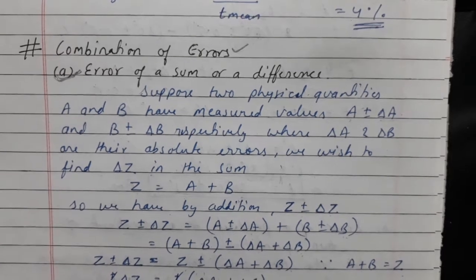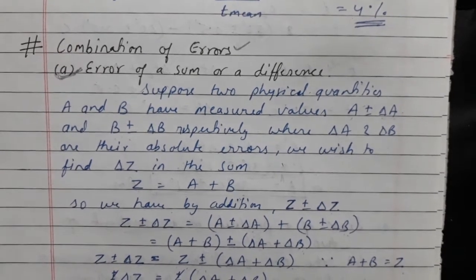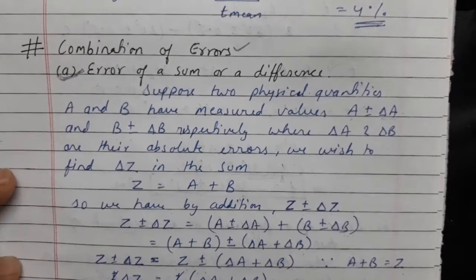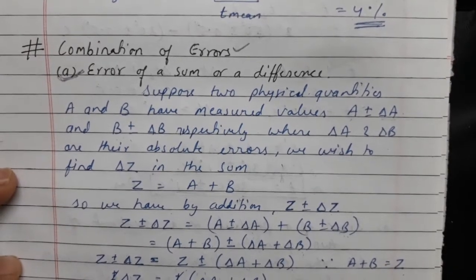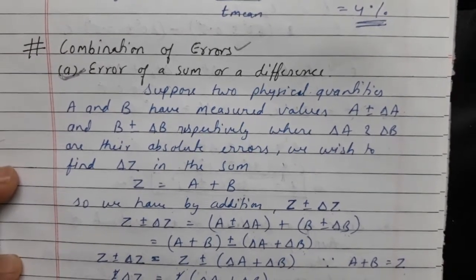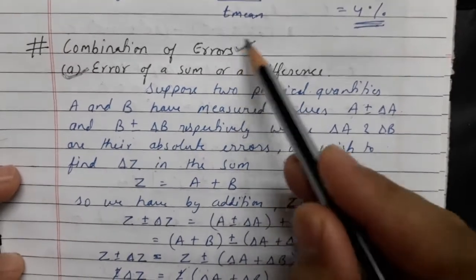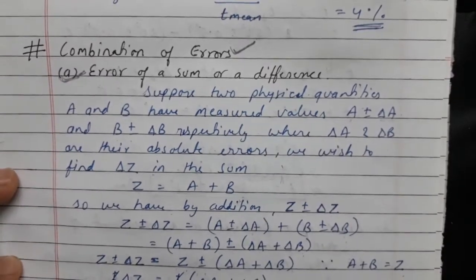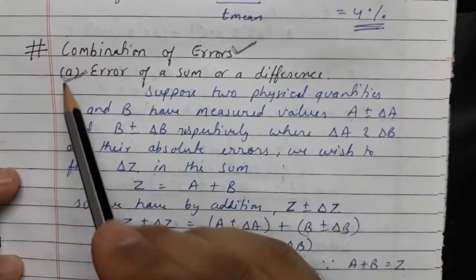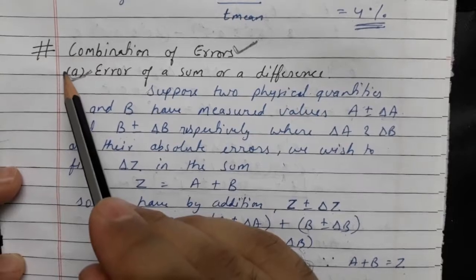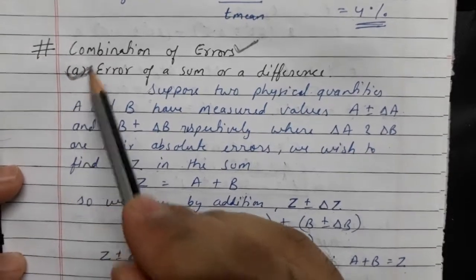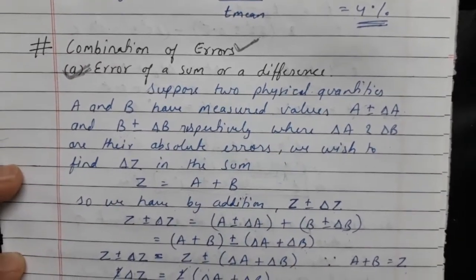Good morning, students. In the previous class, we were discussing errors, and we discussed absolute error, relative error, and percentage error. Now we'll continue the same topic, error, in which we'll cover combination of errors in today's class. In combination of errors come some points. For example, the first point is the error of a sum or a difference.